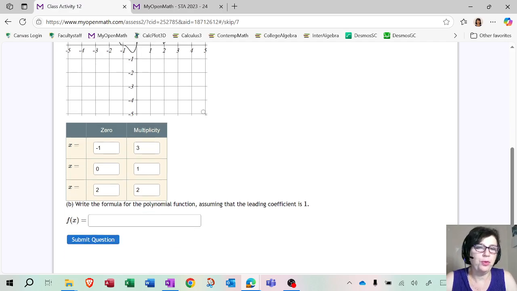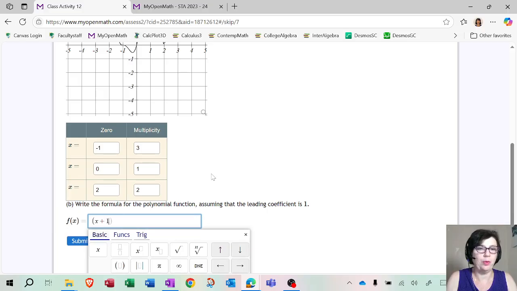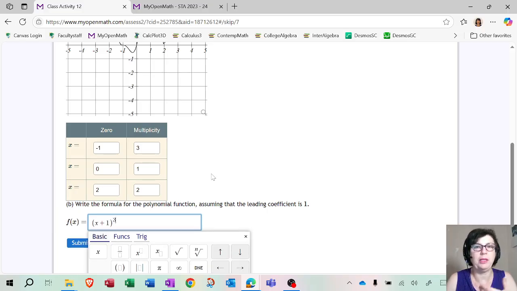Okay, now we just have to write down the formulas. Okay, so how do we do that? So for each 0, make up a factor that will make that factor equal 0 at -1, okay? And that would be x plus 1, not minus 1, right? Because if you said x plus 1 equals 0, x would be -1, which is what you want. Okay, and then you raise it to the power of the multiplicity, so that's 3. Next, x minus 0. Well, x minus 0 you don't have to write, you just write x. To the power 1, you don't have to write that either, that's just going to be x.